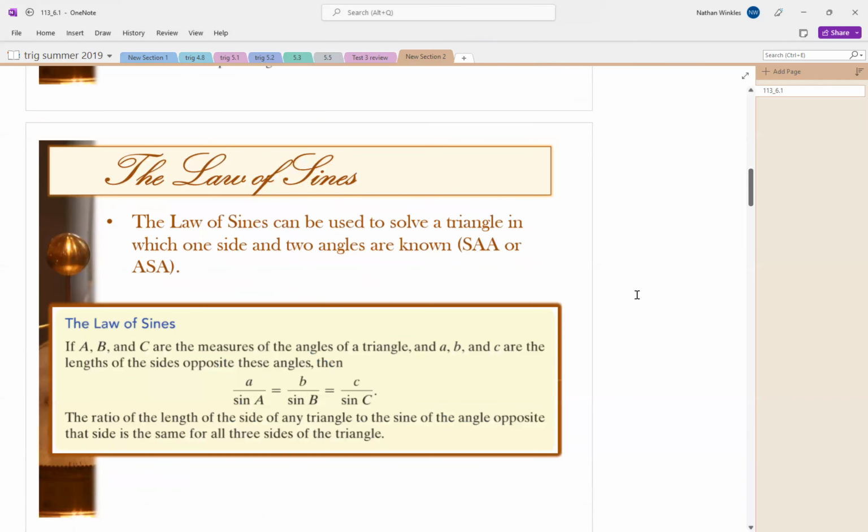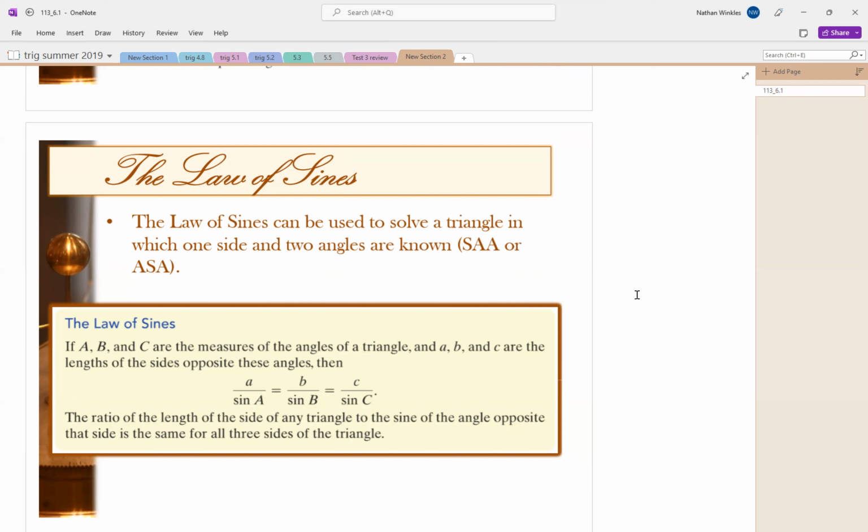So the law of sines can be used to solve a triangle in which one side and two angles are known. In other words, side angle angle or angle side angle. It all just depends. Side angle angle means that it's a side and then any two angles. Angle side angle means that it's an angle, a side, and an angle that are all touching each other there.